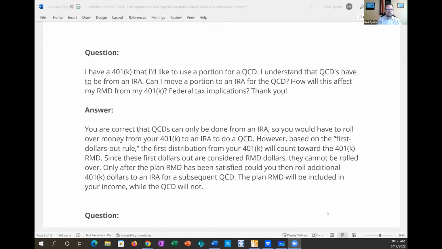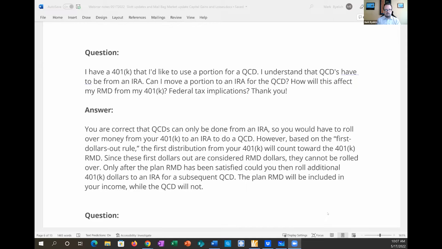So Andy writes back, you are correct that QCDs can only be done from an IRA. So you'd have to roll over money from your 401k to the IRA. We spent a lot of time talking about rollovers last week. However, based on the first dollars out rule, the first distribution from your 401k will count toward the 401k RMD. Remember, retirement plans such as 401ks and IRAs are treated differently. They have different rules and they have different RMD rules. Since these first dollars out are considered RMD dollars, they cannot be rolled over. So RMD dollars cannot be rolled over and they cannot be converted to Roth.